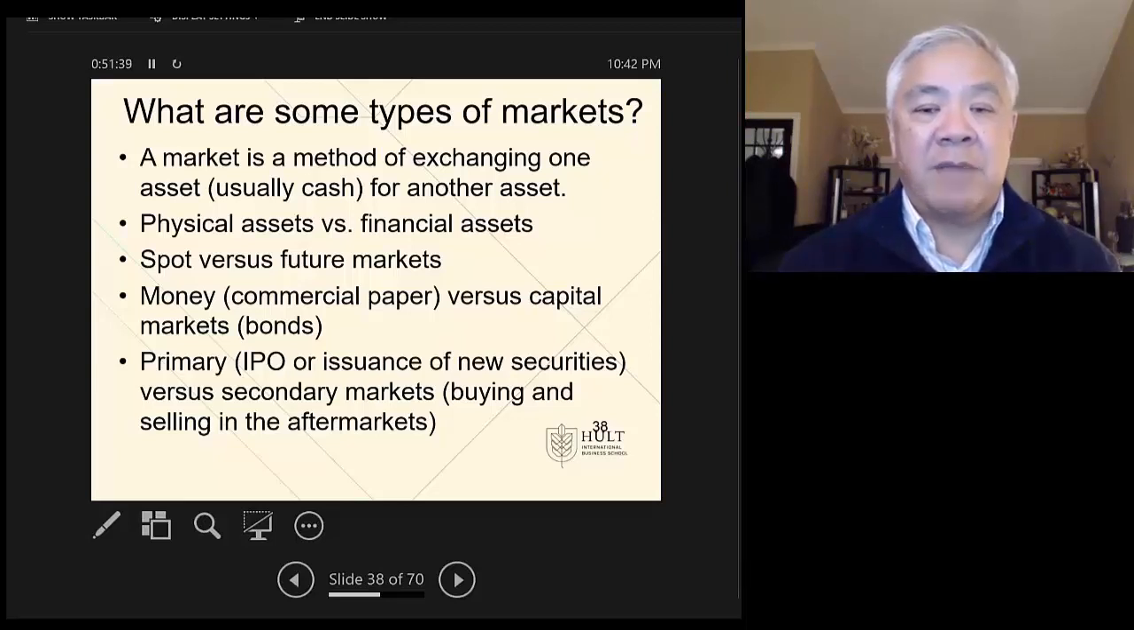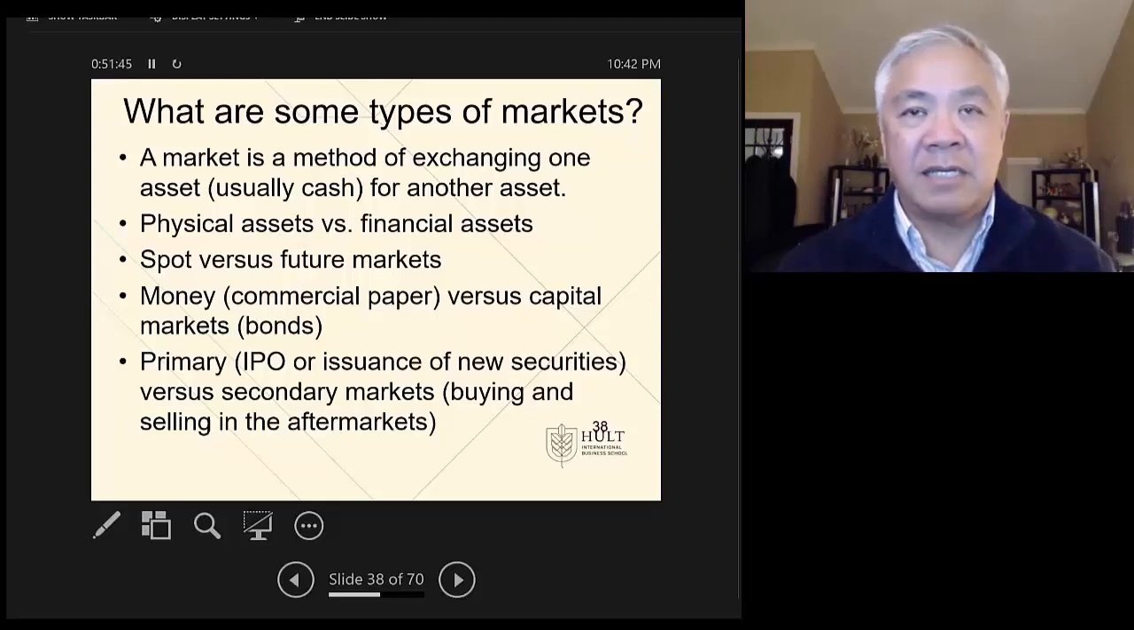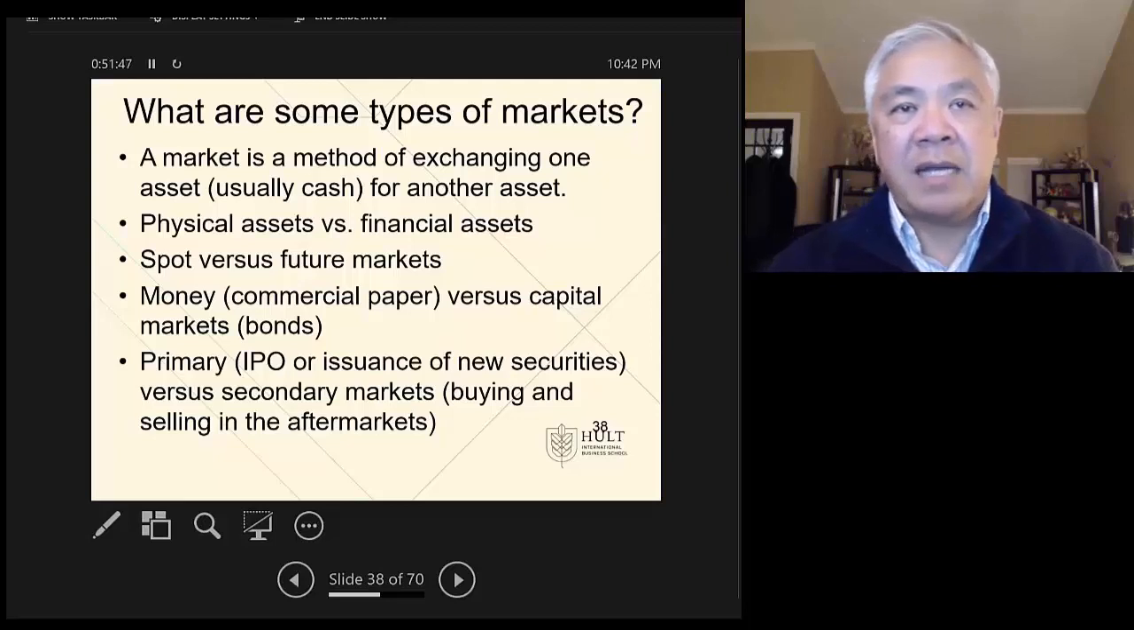Spot versus futures. So these relate to commodities and also derivative type of investments. Let's stick with commodities. So a spot is what is the current rate.